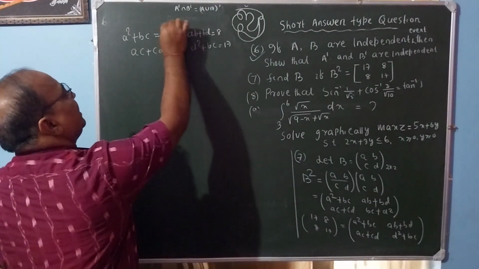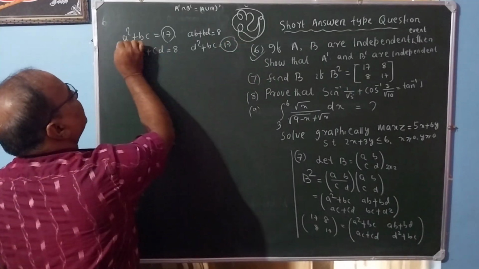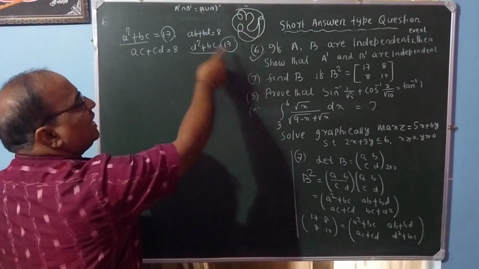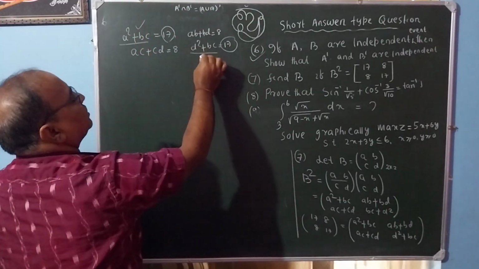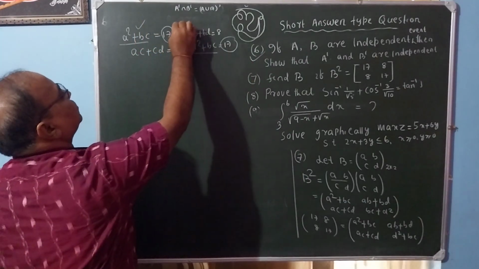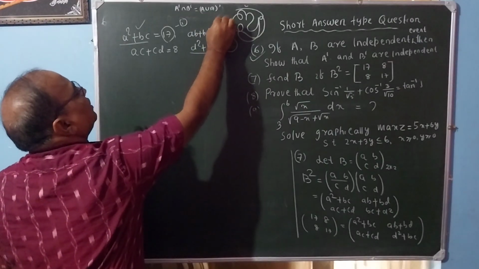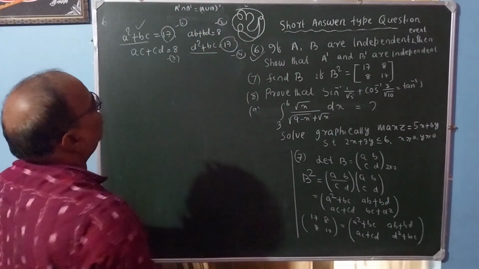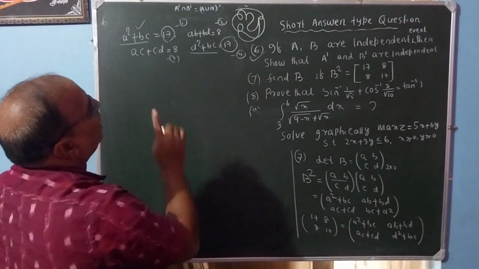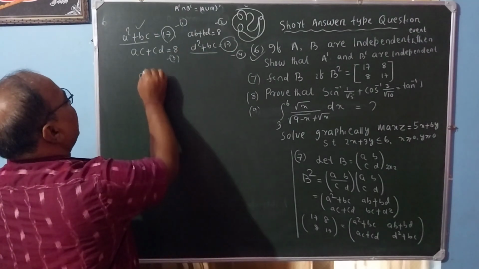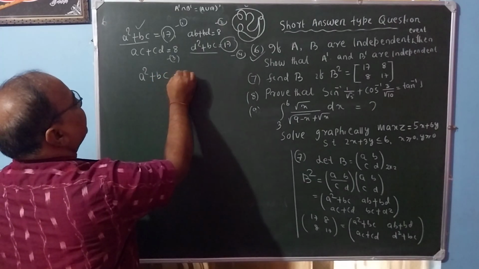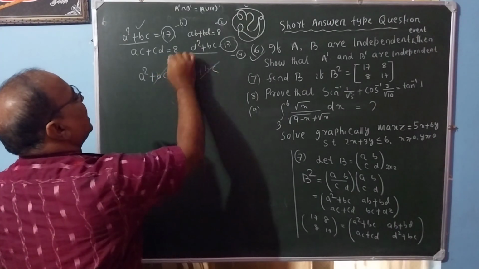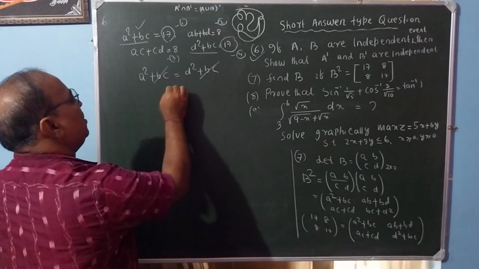So here it is 17, here it is also 17. So this is equal to this. When the right hand side is equal, then the left hand side must be equal. So here it is equation 1, here it is 2, here it is 3, here it is 4. So 1 is equal to 4. A square plus BC is equal to D square plus BC. So BC cancels, and A square is equal to D square.